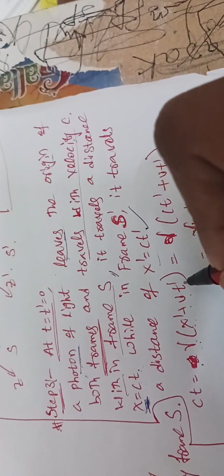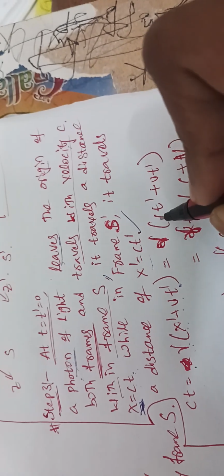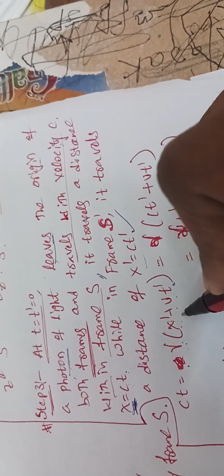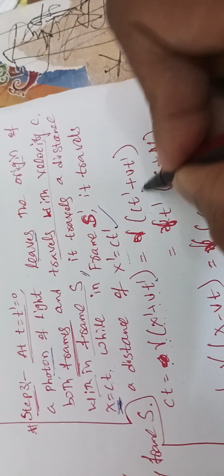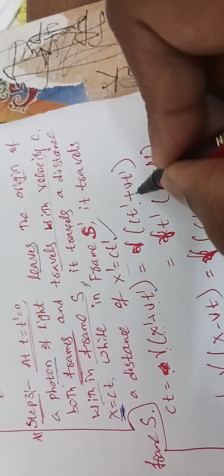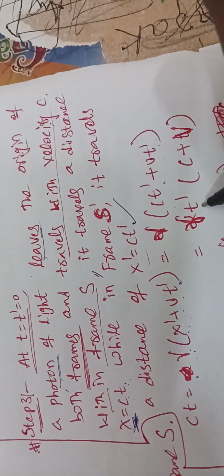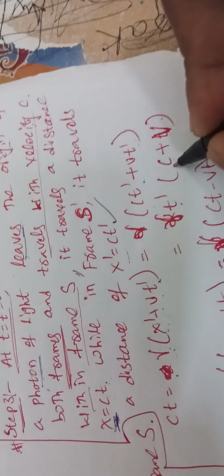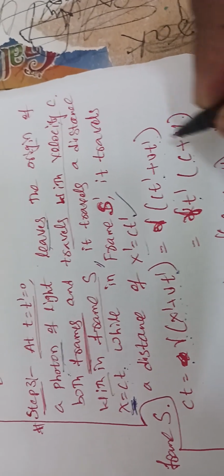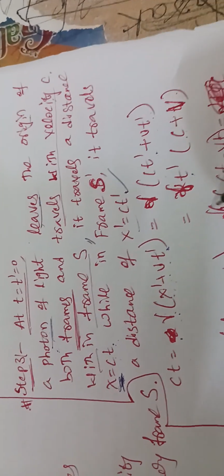This equation we can also rearrange: gamma into x dash, and x dash equal to ct dash, right? So ct dash I can substitute, plus vt dash. Therefore t dash is the same, so I can take it common. Then that can be written as c plus v. Here the velocity of light as well as the velocity of the frame v, which is released from the first frame.